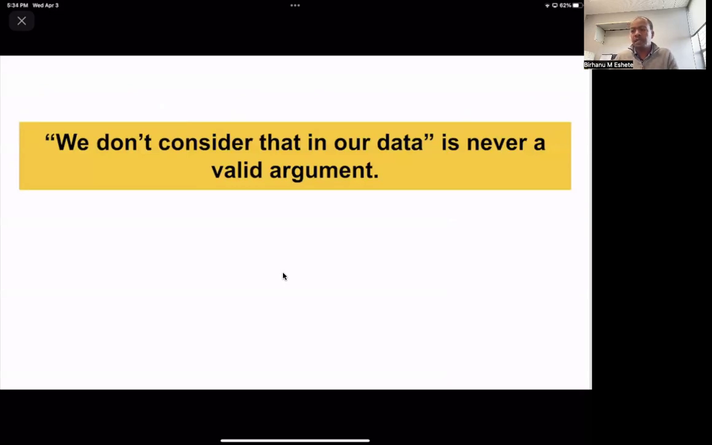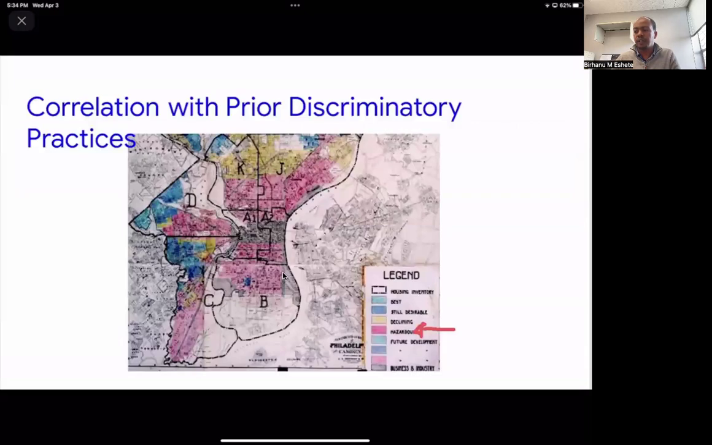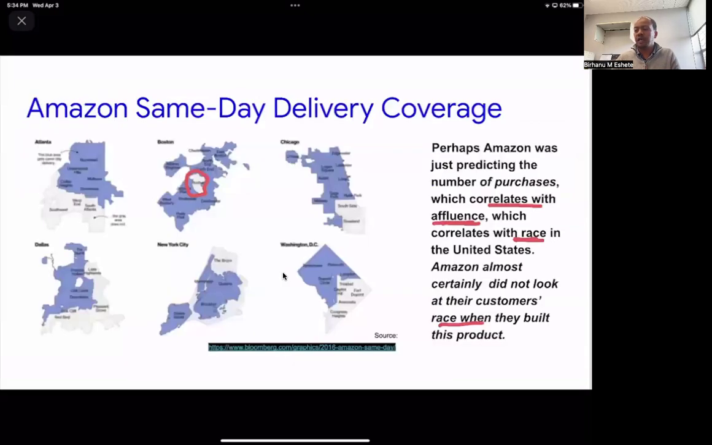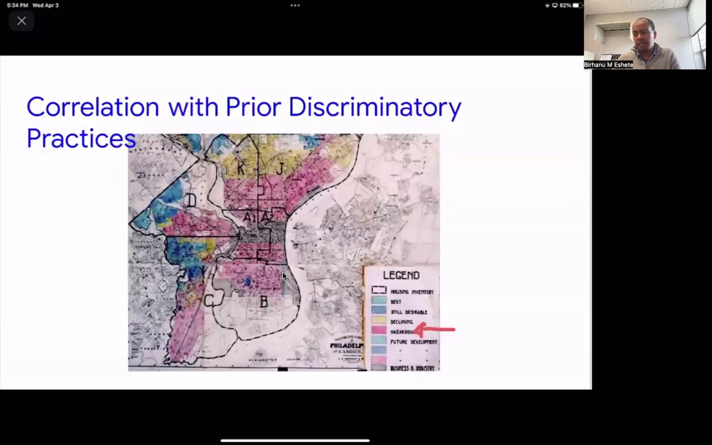And the other thing is the fact that you say we do not consider, for example, Amazon didn't consider the race of their customers. But if you simply claim that I do not consider that sensitive attribute in my data, this is not going to be a valid argument, right? So there is correlation, as I showed you through these two examples, one from history and the other from recent history, right? Which seem to correlate well.